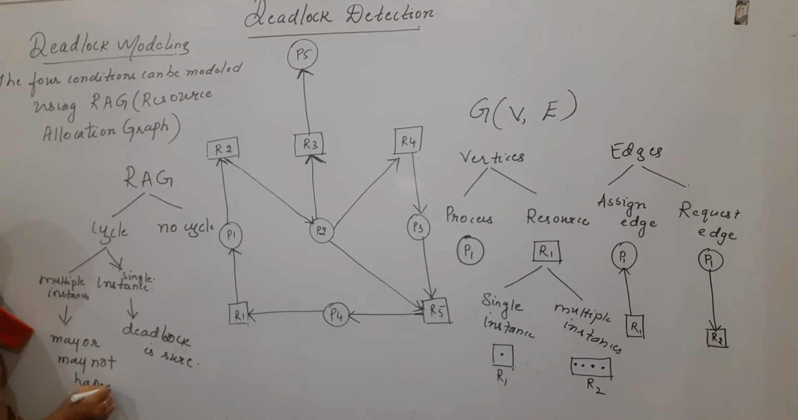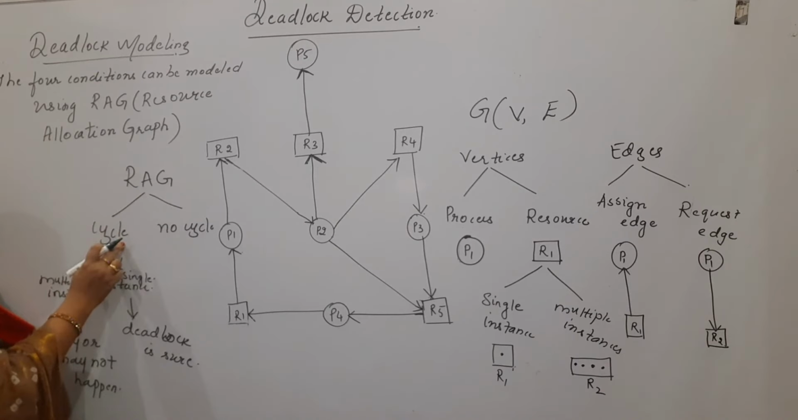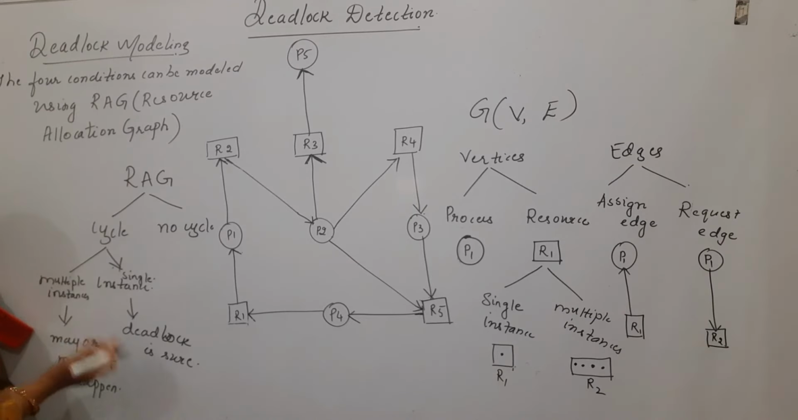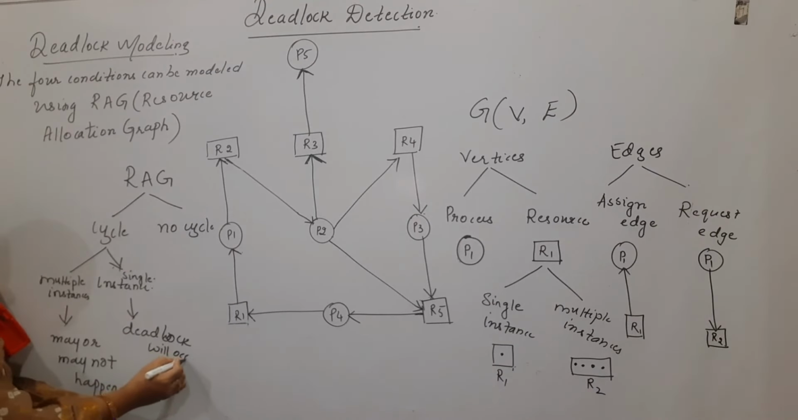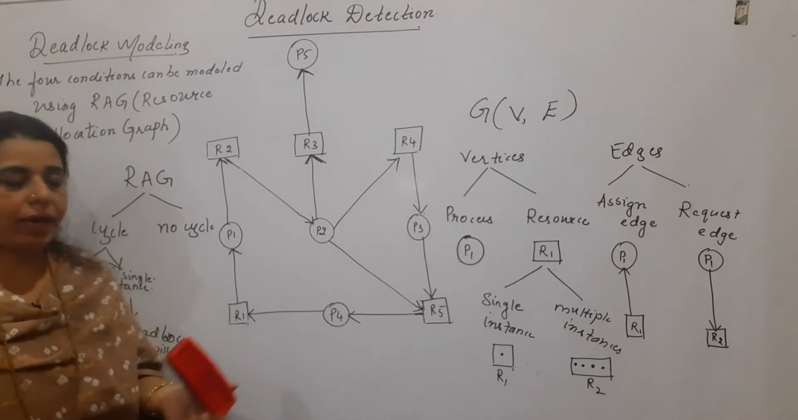If the RAG contains a cycle, but the cycle has multiple instances of the resources, then there is a possibility of deadlock, or deadlock may not happen. Whereas if the RAG has resources representing single instances, then deadlock will occur. So there is a guarantee, we can say yes, deadlock will occur. And this is one important observation for RAG.